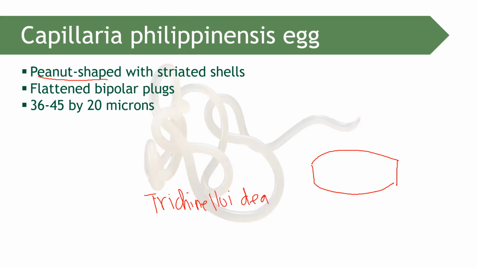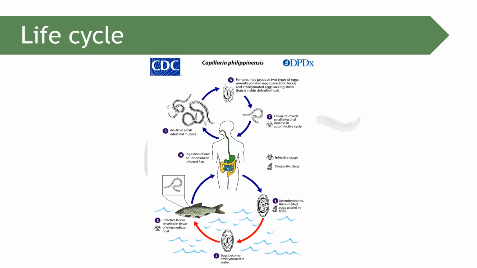Okay, they are under the family Trichinellidae. Okay, kasi yan, Trichuris, Trichinella, and your Capillaria. Okay, so this is the life cycle of Capillaria philippinensis. Again, paano po nangyayari ang life cycle ng ating Capillaria philippinensis?